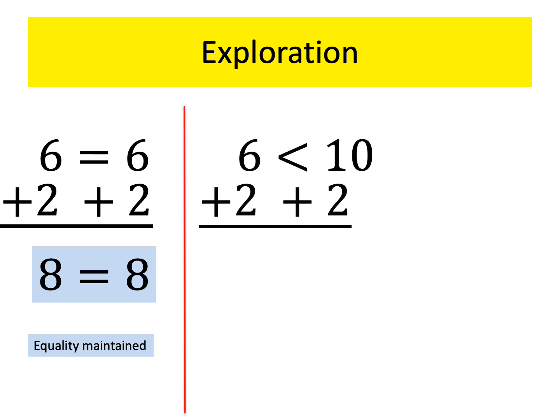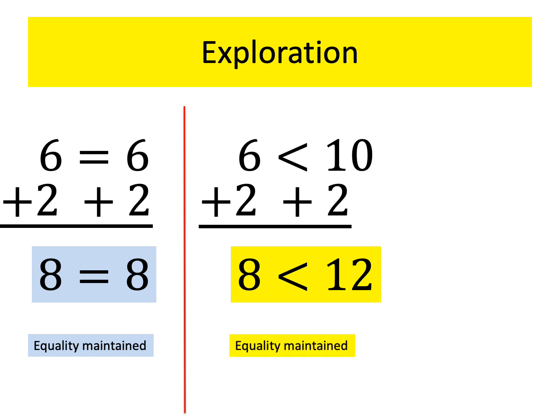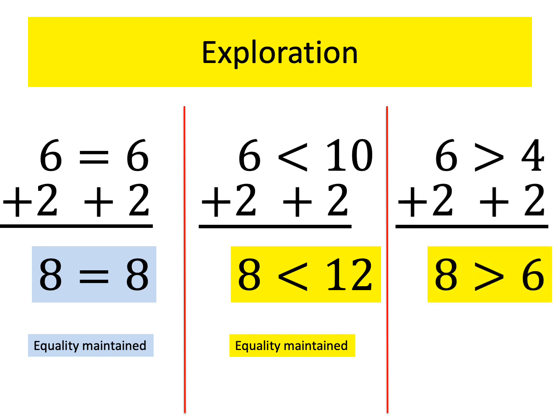With inequality, the same thing occurs. If you start with a true inequality, 6 is less than 10, and if you add the same thing to both sides, we get another statement that is true. So we say, oops, that should say inequality. There's a mistake. Inequality is maintained. Okay? All right. This works for both less than and for greater than. So if we add the same thing to both sides, we wind up with another true inequality. And so therefore the inequality is maintained.